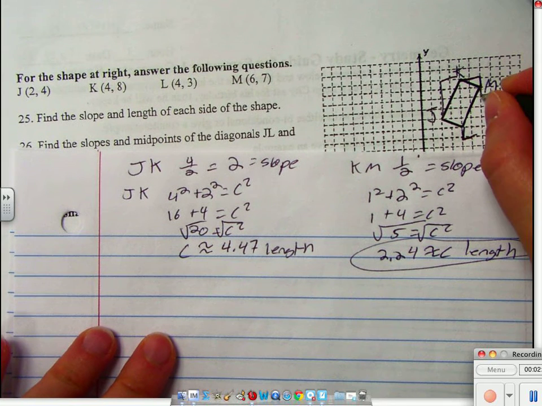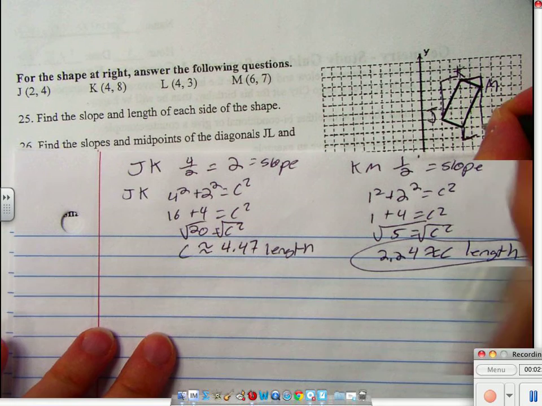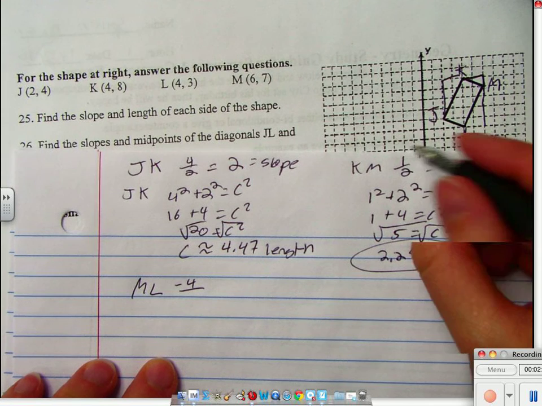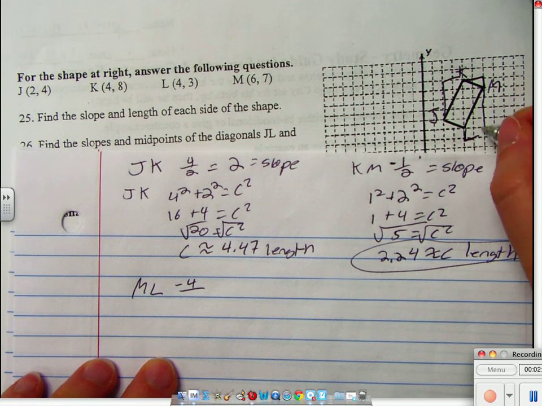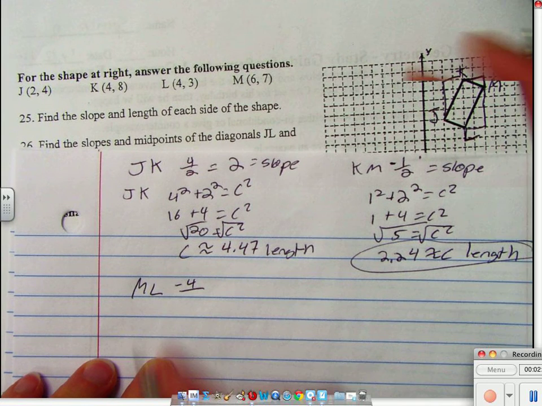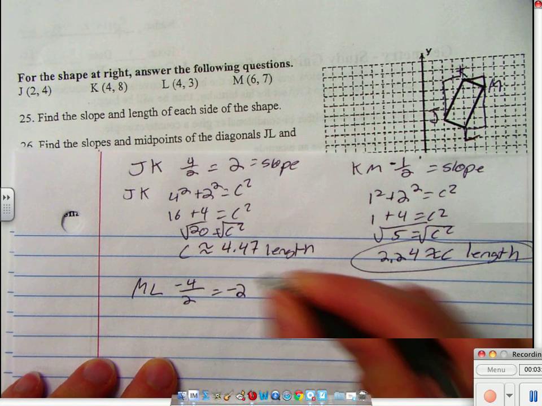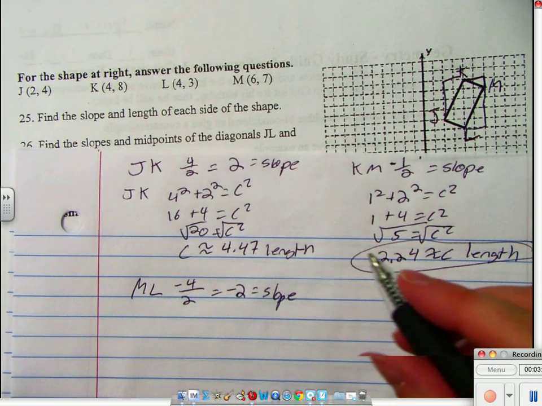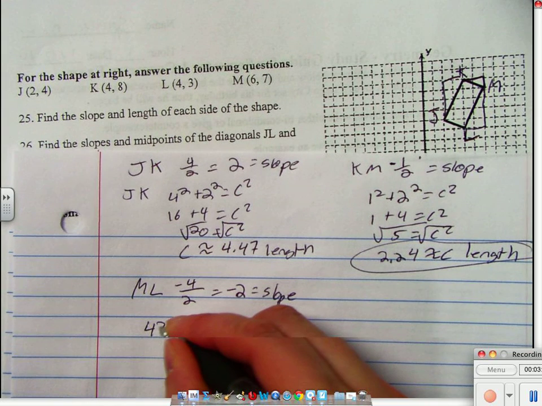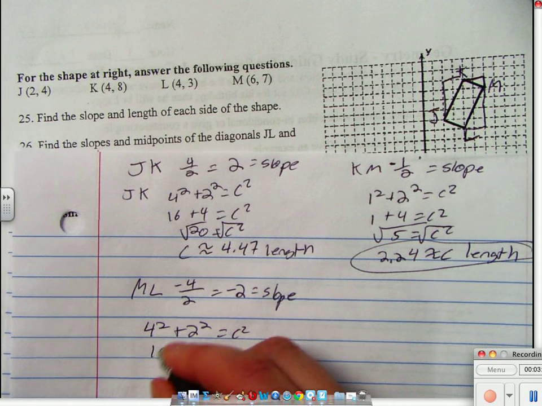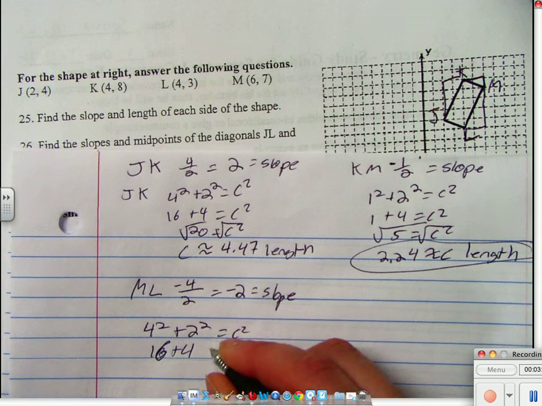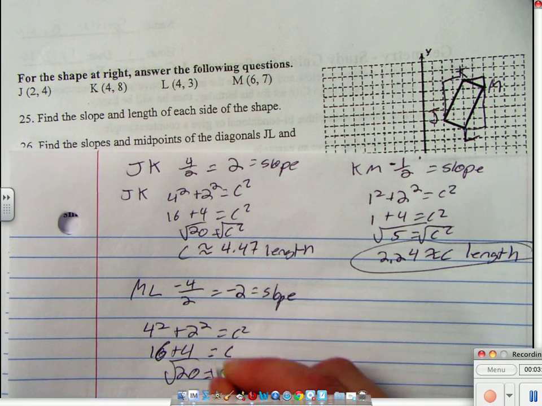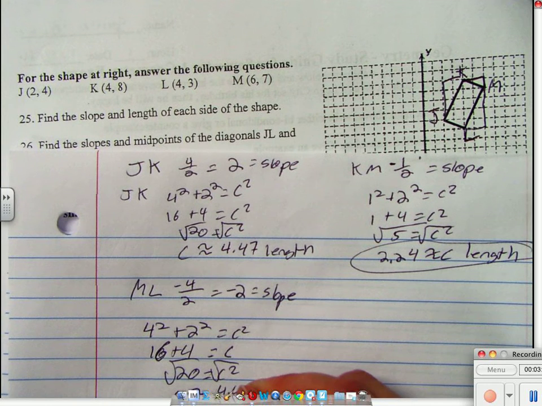M to L, I'm going to go down 1, 2, 3, 4. It's negative 4 because I went down. K is also negative 1/2 because I went down. And I'm going to go over 1, 2. So that gives me a negative 2 slope. Okay? And then I'm going to go 4 squared plus 2 squared equals C squared. So 16 plus 4 equals C. So 20 equals C squared, square root. C is approximately 4.47 in length.